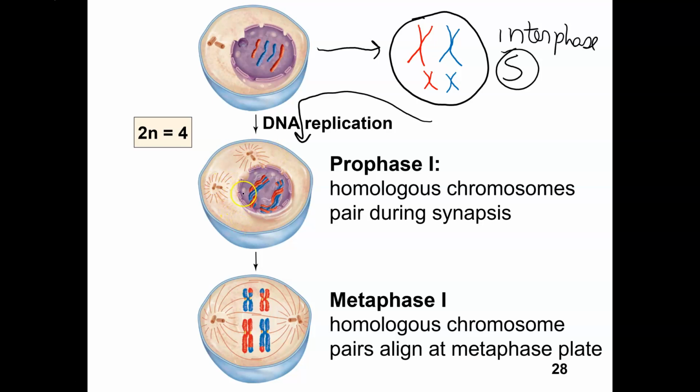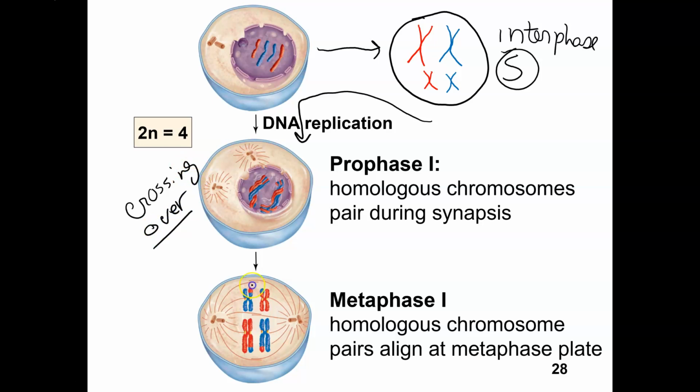The centrosomes with the centrioles move to the opposite poles, and the chromosomes undergo a process known as crossing over. Okay, so when this happens, we're exchanging information. I'll show you that a little bit later again. So this only occurs during prophase 1. Only occurs in prophase 1.